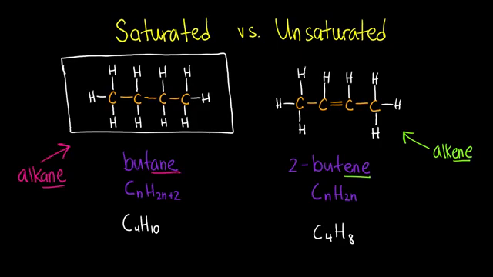Although you don't need to know this for most general chem classes, the 2 in front of the 2-butene denotes that the double bond is on the second carbon. It is between the second carbon and the third carbon, and the 2 denotes that it is starting with the second carbon and then goes to the next, which would be the third carbon.